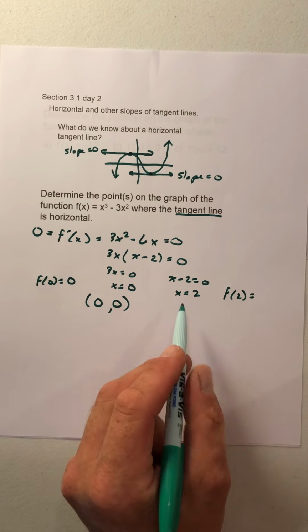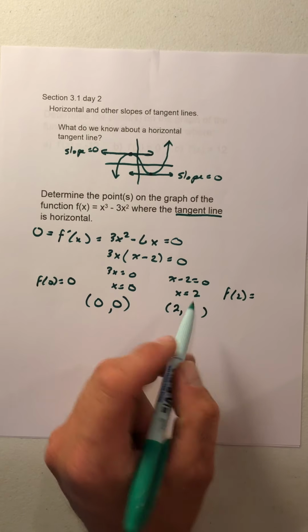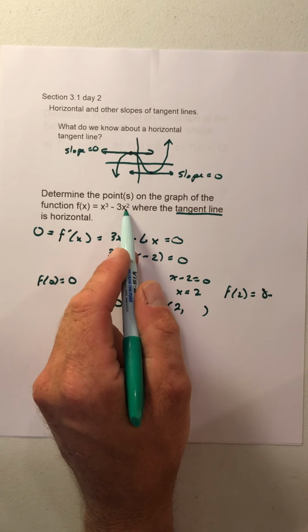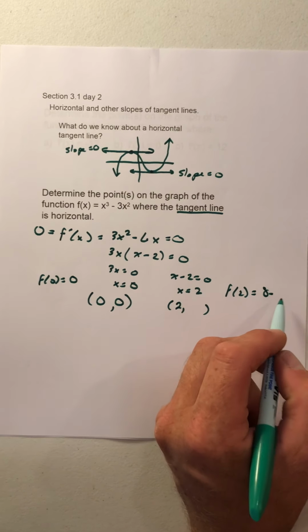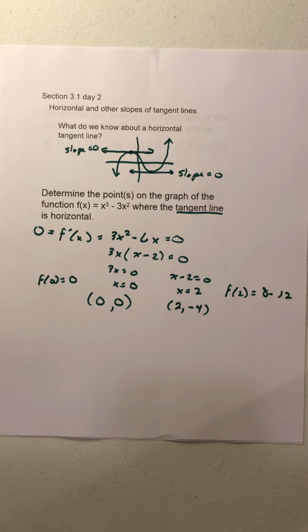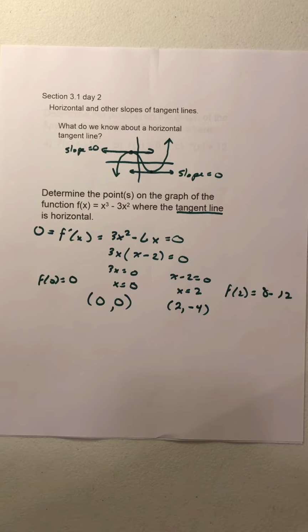Likewise, we're going to find f of 2 to find the y value in this case. We plug in 2 and end up with 8 minus, plugging in 2, we get 3 times 4, which is 12. 8 minus 12 gives us negative 4. So we're going to have horizontal tangent lines at (0, 0) and (2, negative 4).